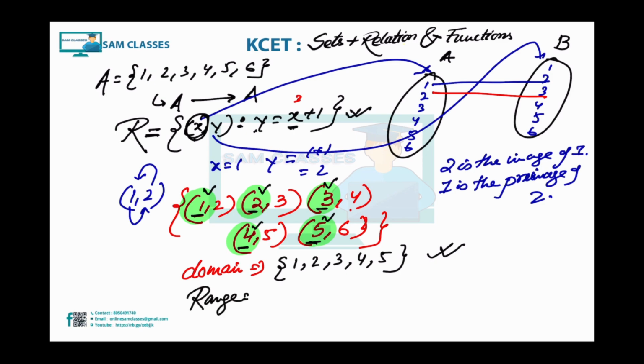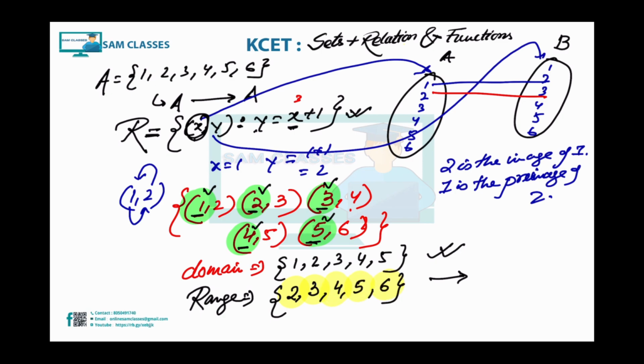Now the moment we put the domain, the corresponding values that we get, for 1 we get 2, for 2 we get 3, for 3 we get 4, for 4 we get 5, and for 5 we get 6. These values are known as the range. So for the given input, whatever output you generate, student, that is known as the range.